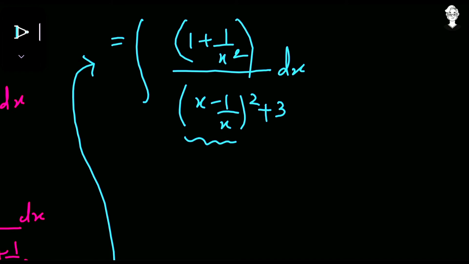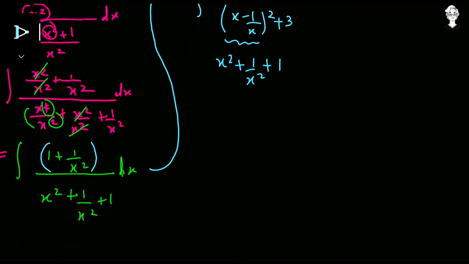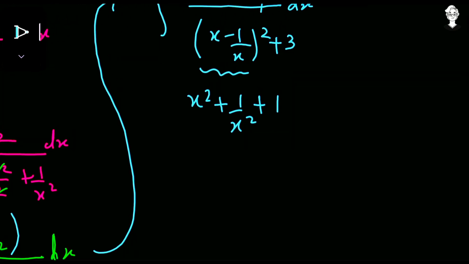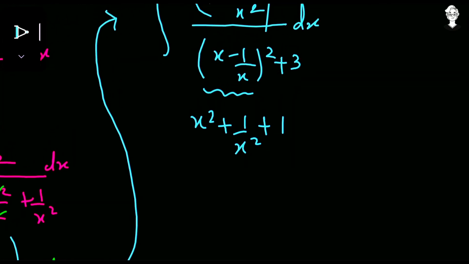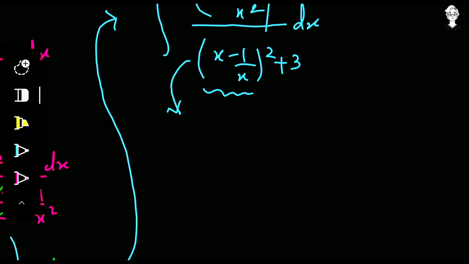Now look over here. When I open this whole square, x square plus 1 upon x square minus 2. Now I have added 3, so minus 2 plus 3 gives me positive 1. So positive 1 over here. Now look over here. The denominator was nothing but x square plus 1 upon x square plus 1. When I simplified this, it gave the same input. So I have done nothing but turn x square plus 1 upon x square plus 1 into this form.